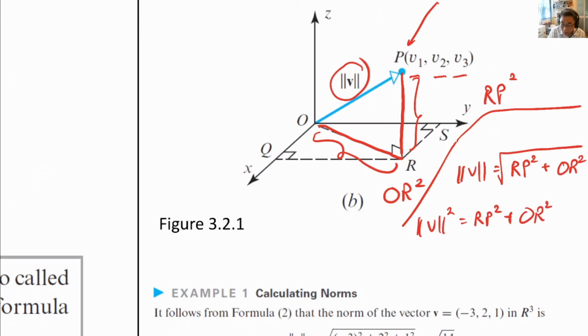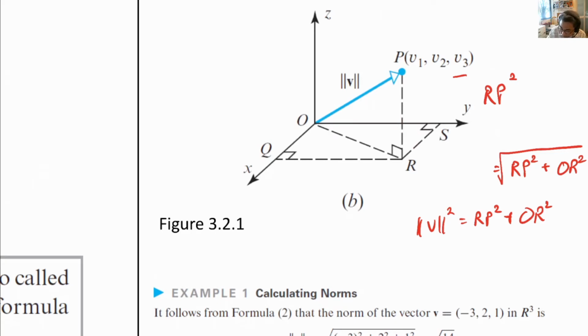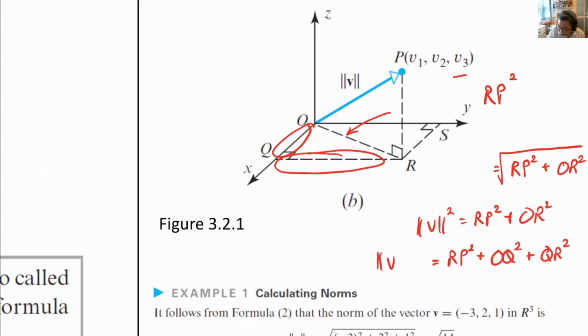We can calculate OR square, which is this vector's length. It can be calculated using OQ square plus QR square. I repeat, OQ square plus QR square is equal to OR square. Therefore, RP square plus OQ square plus QR square equals the norm of v square in the R3 example.